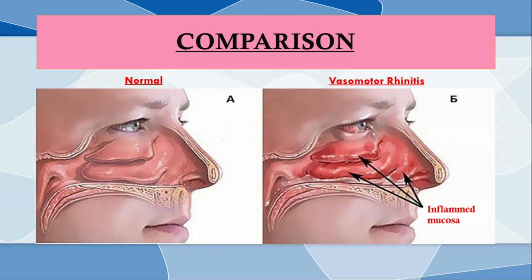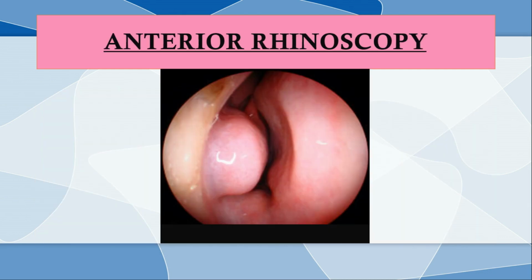This is a picture of normal nasal lateral wall mucosa, in which one can see there is no inflammation of the turbinates, whereas the turbinates in vasomotor rhinitis are quite inflamed. On anterior rhinoscopy, the inferior turbinate can be very swollen and boggy and sometimes congested. Other times it could be normal in color.